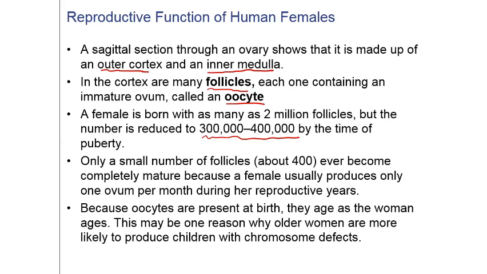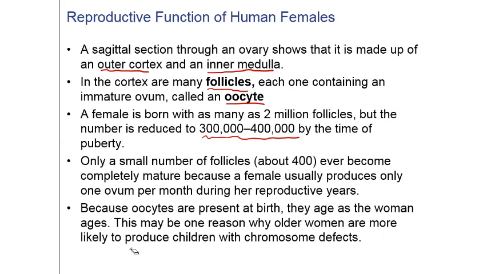Each cycle, the cycle length varies, but on average, people say it's a 28 day cycle. So each cycle, you will have one egg that will mature and be released from the ovary, and so only about 400 follicles will develop into the egg, and this will continue starting at puberty until menopause. Because the oocytes are present at birth, the oocyte will actually age and degrade as the woman gets older.